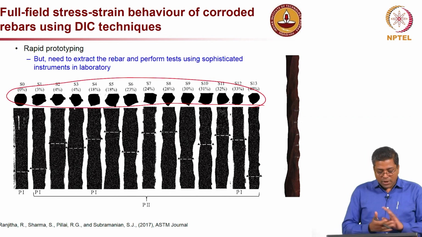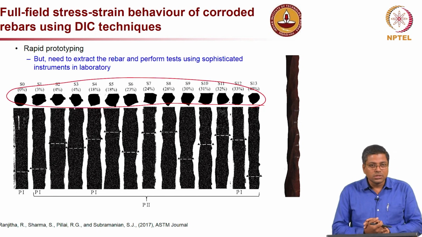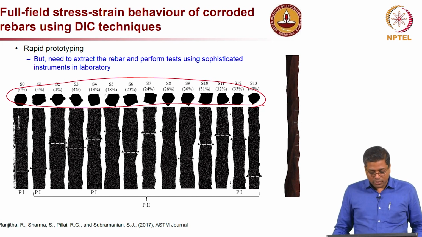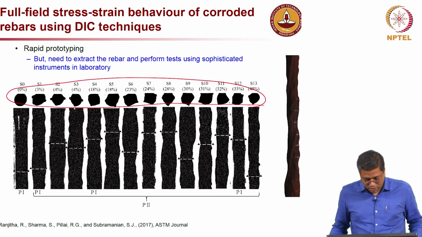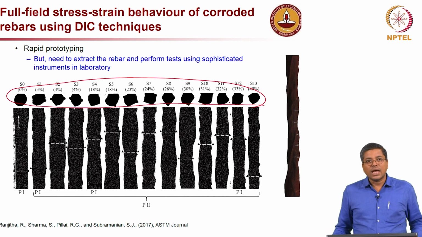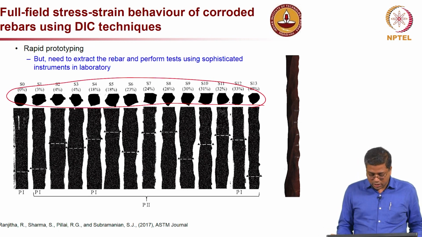So the bottom line is it is very difficult to measure cross sectional area loss, especially over a length of the rebar, and we need to come up with, maybe in future there may be better ways of estimating that, but at this moment this rapid prototyping technique seems to be a useful thing. But the challenge here is we cannot do this at site. We have to extract the specimen, bring it to the lab, and then follow a very tedious procedure in getting properties, in getting the cross sectional variation along the length.